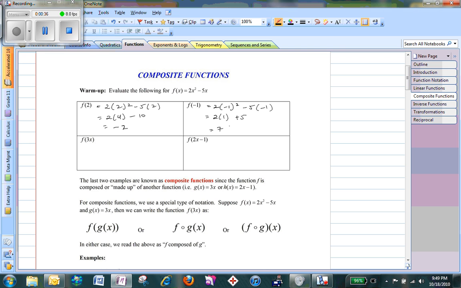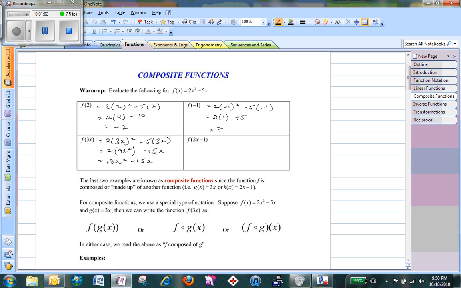Fantastic. Now what if instead of substituting a number, I sub in something like 3x? Well, the way that I do the question doesn't change. I still now substitute 3x for wherever I see x. So that's 2 times 3x squared minus 5 times 3x, which is 2 times 9x squared minus 15x, which is 18x squared minus 15x, and you're done the question.